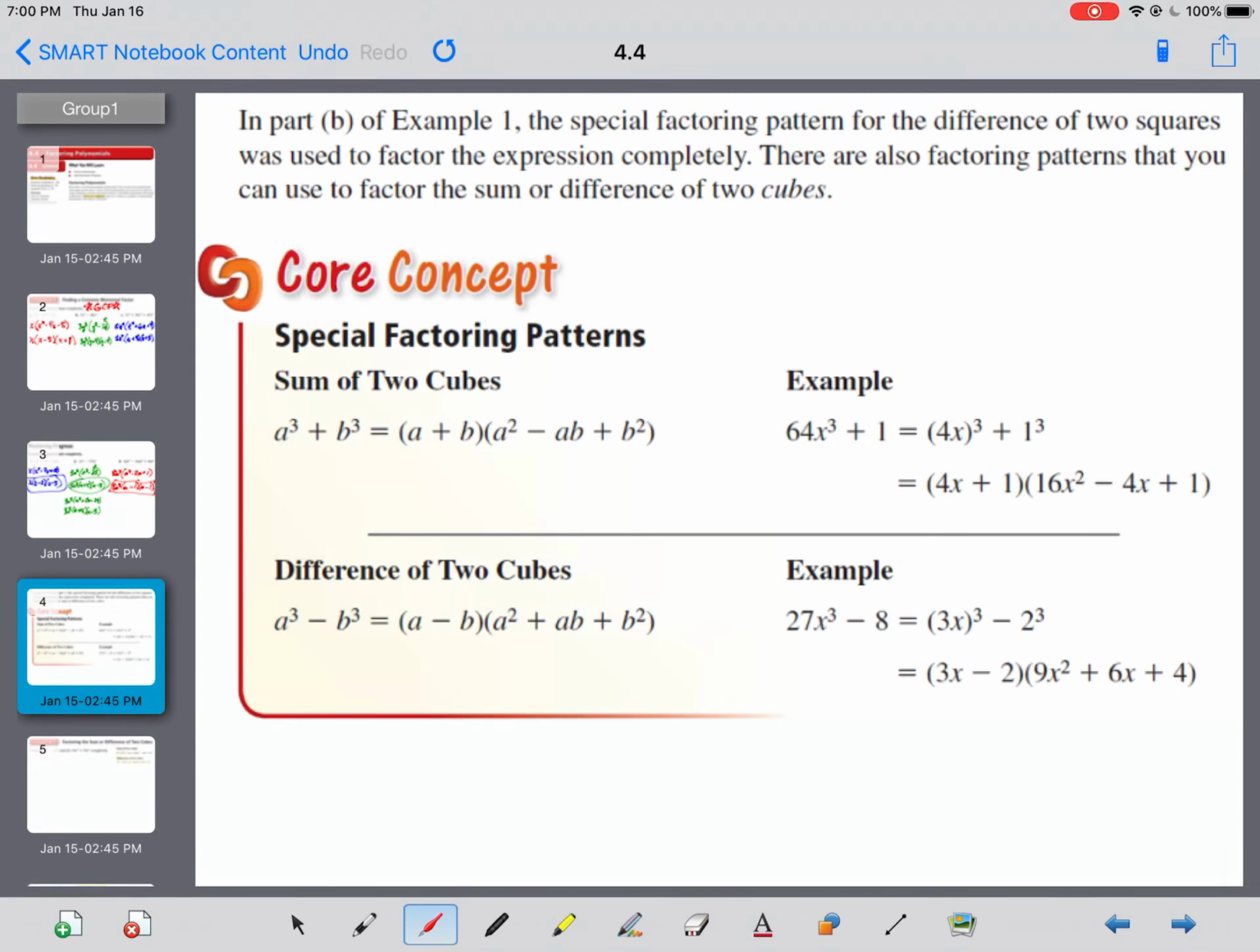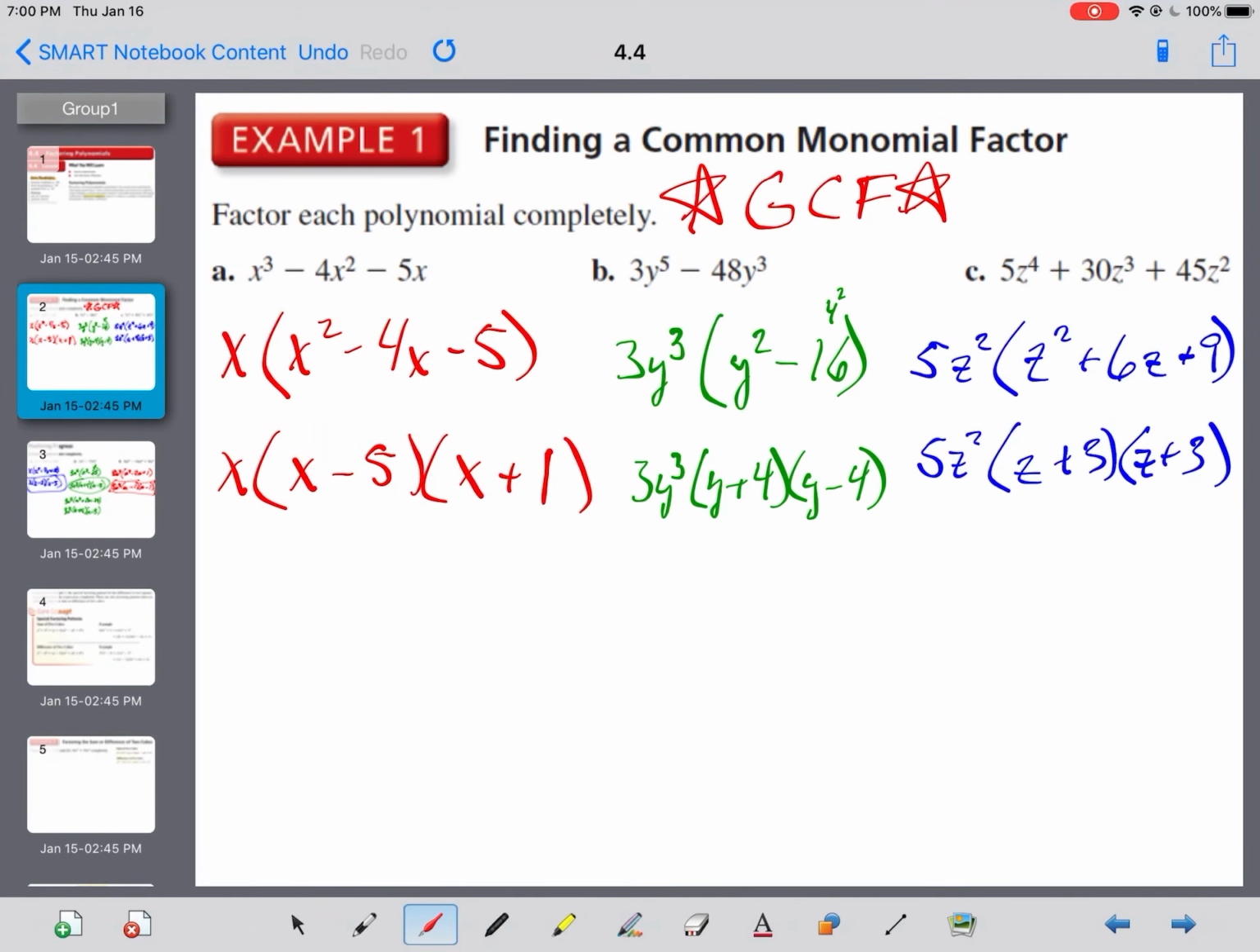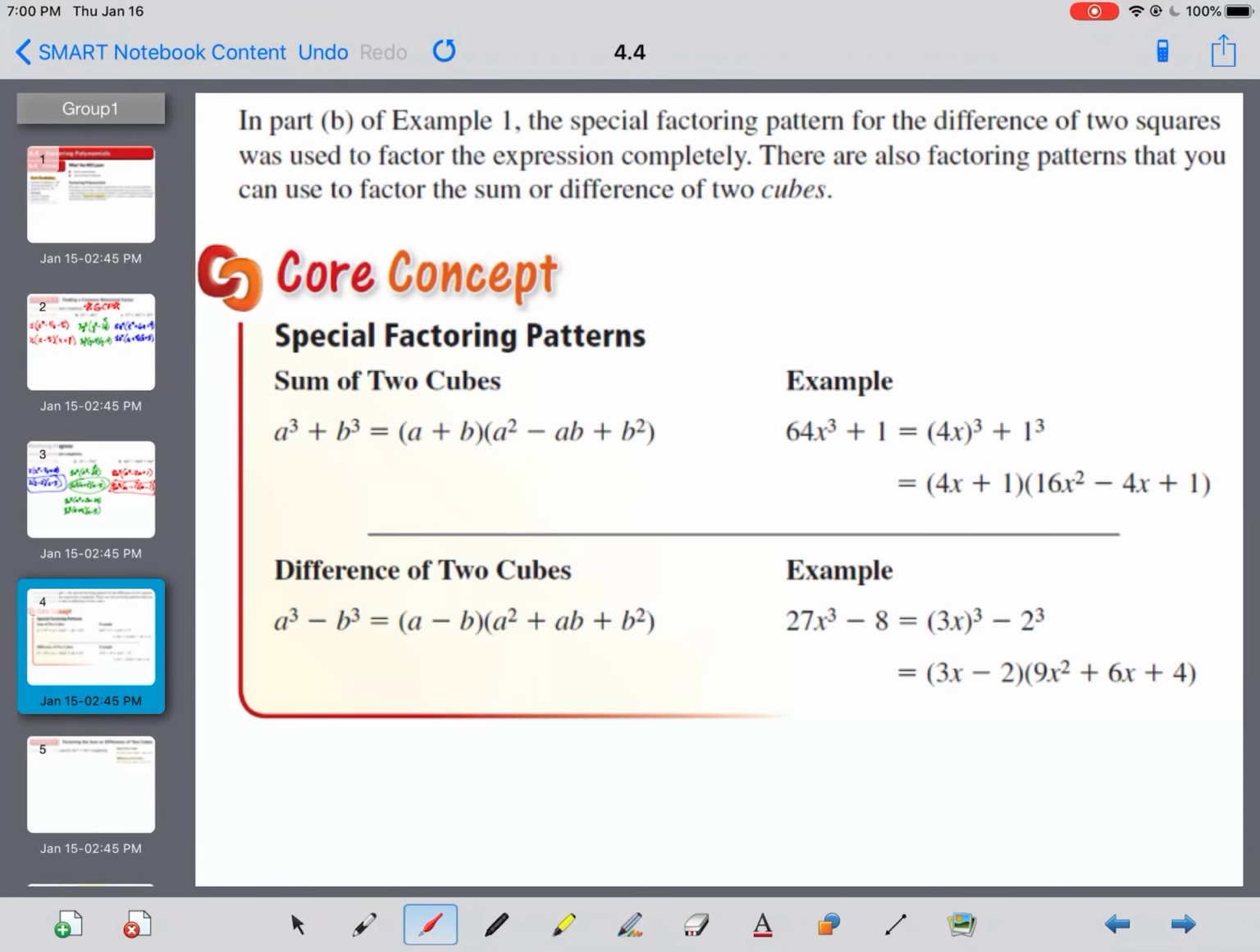Now, in part B of example 1, if we go back and look, there it is. The special factoring pattern for the difference of two squares was used to factor completely. There are also factoring patterns that you can use to factor the sum or difference of two cubes. Now, this one actually is a pattern you have to memorize, because it's really difficult to try to break these apart.